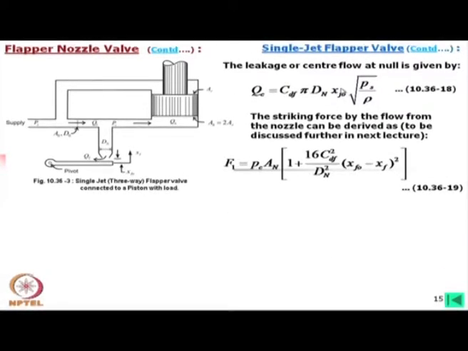Obviously, in case of flapper nozzle there will be leakage, because we should not say the critical center flapper nozzle valve, because these two nozzles by no means will sit on this flapper, because there will be some gap. This means that there will be leakage. So, knowing this central flow is important for this flapper valve. Now, the striking force by the flow from the nozzle can be derived in this form. We shall also discuss in the next lecture.